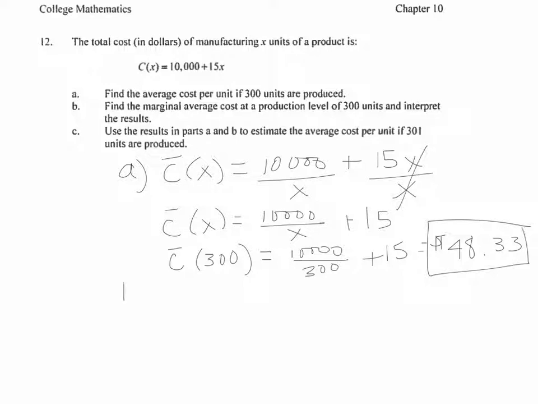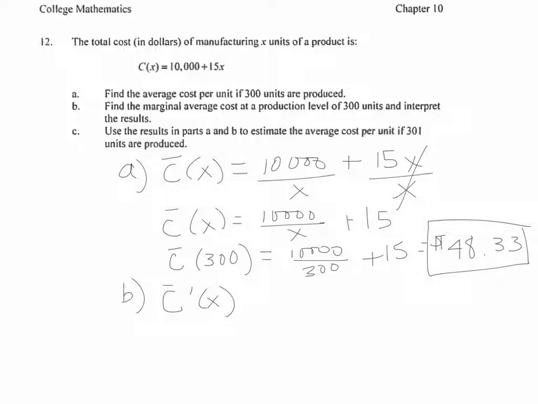Now, for the B part, we're supposed to find the marginal average cost at a production level of 300 units, and then we'll explain what that means. So if I need the marginal average cost, I have to do what? Take the derivative of this function we just found. So we want to take the derivative of C bar of x.